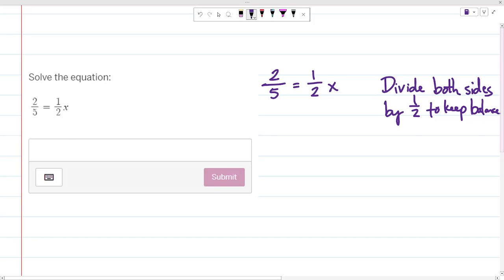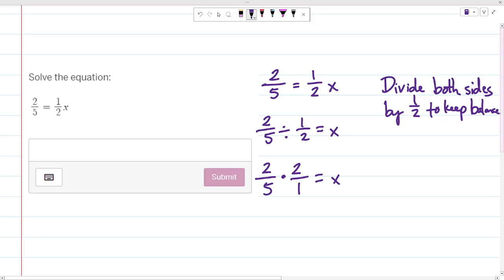Okay, so 2/5 divided by 1/2 equals x. How are we going to figure out what this quotient is? How do we do fraction division again? You keep the dividend the same, and you multiply it by the reciprocal of the divisor. So we're going to multiply by 2/1. That'll tell us the value of x.